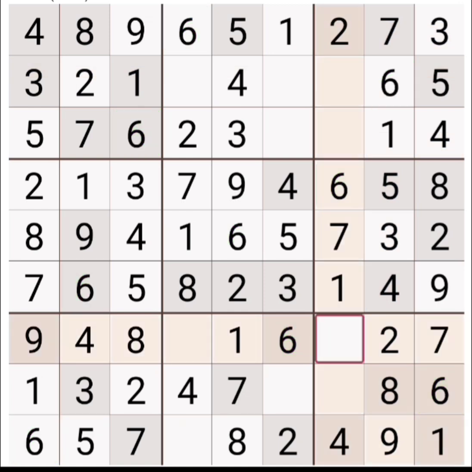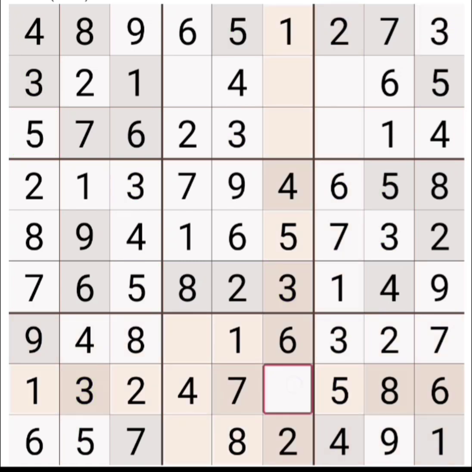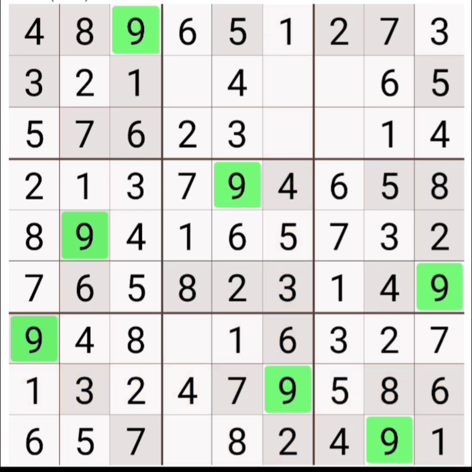Now let us complete this box. 2, 7, 8, 6, 4, 9, 1 are there. Only 3 and 5 are missing, but we cannot fill this cell with the 3 because 3 is in the same row. So we will fill up 5 here and 3 here. Now let us complete this 8th row. 1, 3, 2, 4, 7, 5, 8, 6 are there. Only 9 number is missing. So 9 is there now.